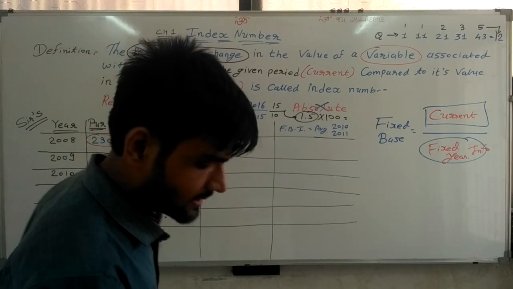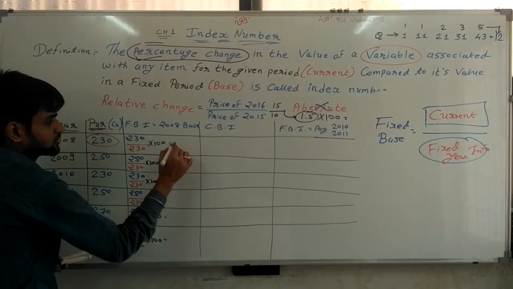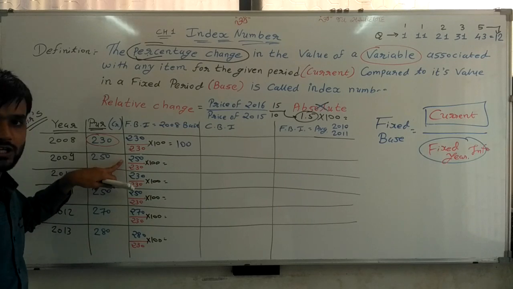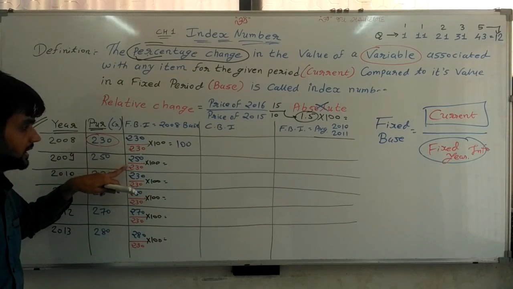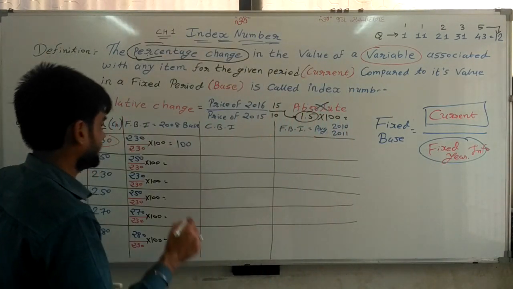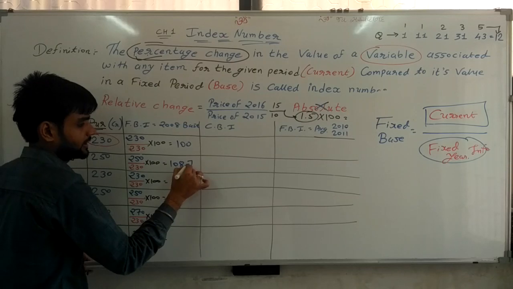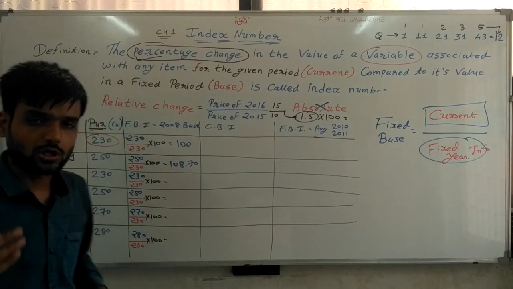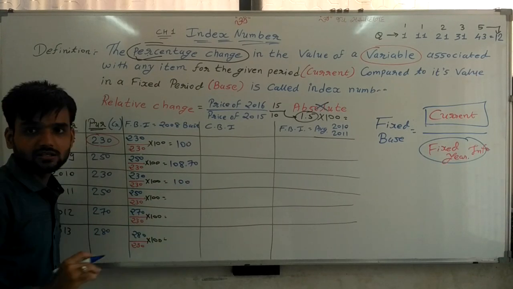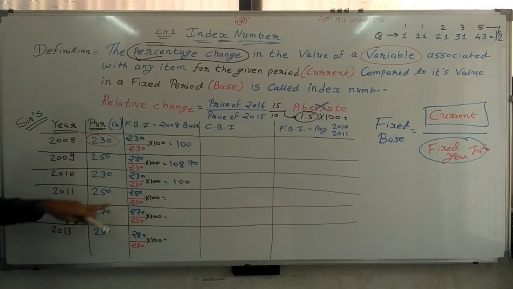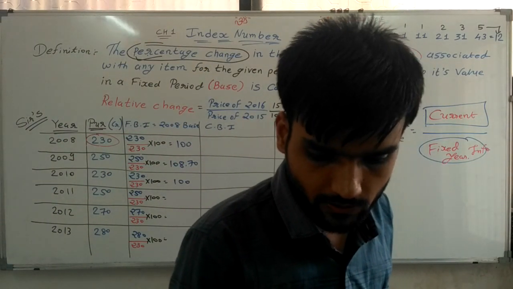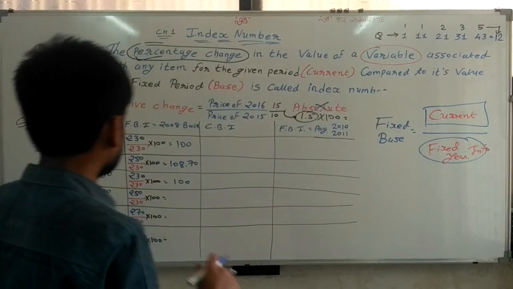First, fixed base index number is 100. So here answer is 100. If you are making calculation 250 divided by 230 into 100, you will get answer 108.70. And 230 upon 230 into 100, we will get 100. 250 upon 230 into 100 is 108.7.